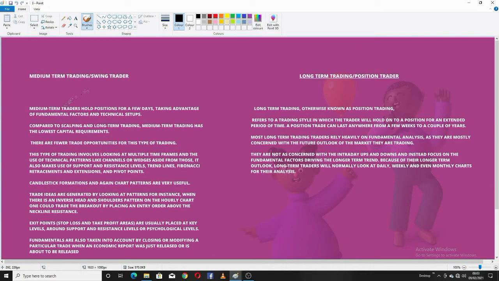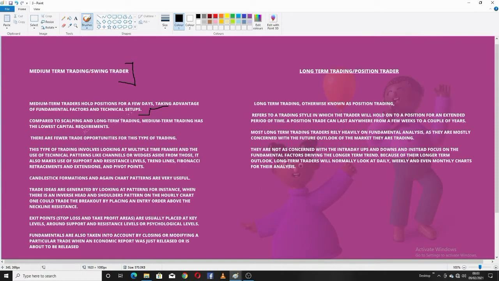Now let's look at the medium term trader, also a swing trader. Medium term traders hold positions for a few days, taking advantage of the fundamental factors. So this is straightforward. Other than day traders, these ones hold the trade for a couple of days. Compared to scalping and long-term trading, medium-term trading has the lowest capital requirement. So scalping requires a lot of capital because it's riskier. Long-term trading requires a lot of capital because you're using a higher time frame. But medium-term trading doesn't require that much trading capital.